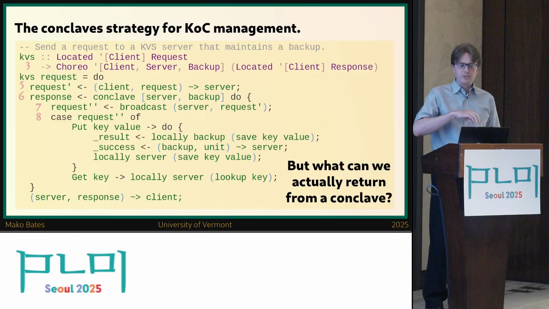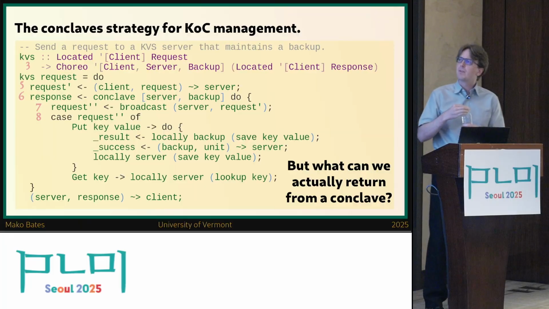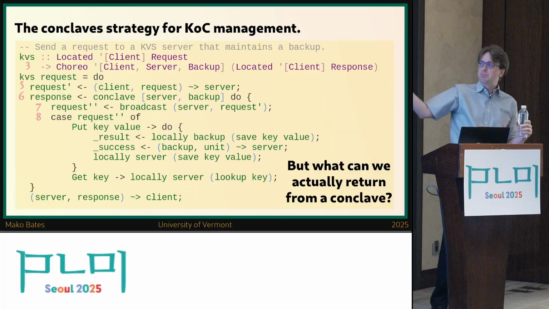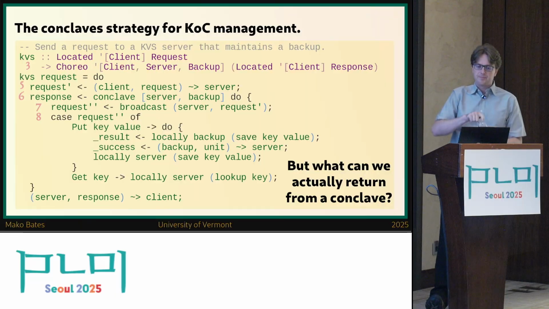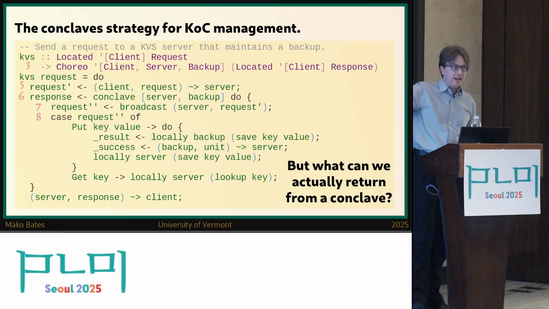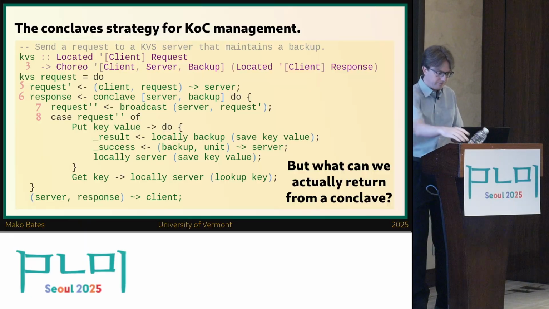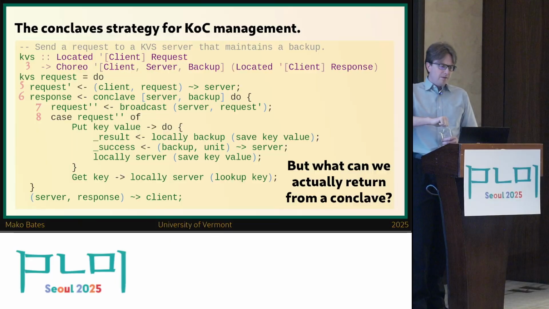And here's how we use conclaves and broadcasts to do efficient knowledge of choice. On line 3, our census is explicitly client, server, and backup. The first thing that happens is on line 5, client sends request to the server. And then down on line 8, we're going to want to branch on the nature of the request. Is it a get or is it a put? But only the server and the backup need to be participating in that branching operation.